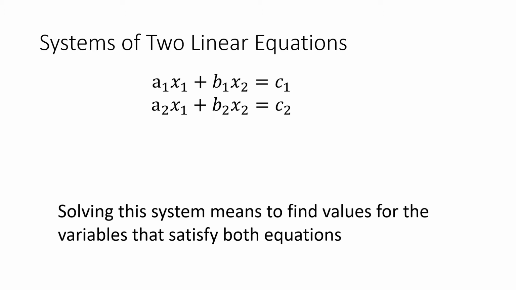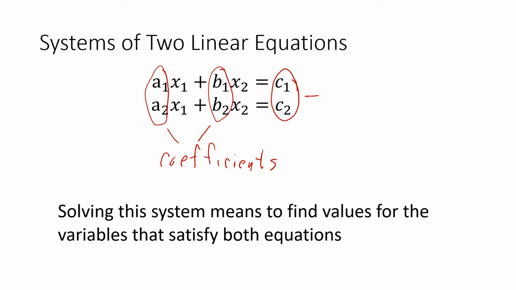Here are a couple of items to point out. The A's and the B's, when you see a system of linear equations, normally these will be numbers. The numbers associated with the variables are called coefficients. The C's are numbers on the right-hand side, and these are generally called constants. So the coefficients are on the left-hand side, the constants on the right-hand side generally. Sometimes you have to rewrite things a little bit.